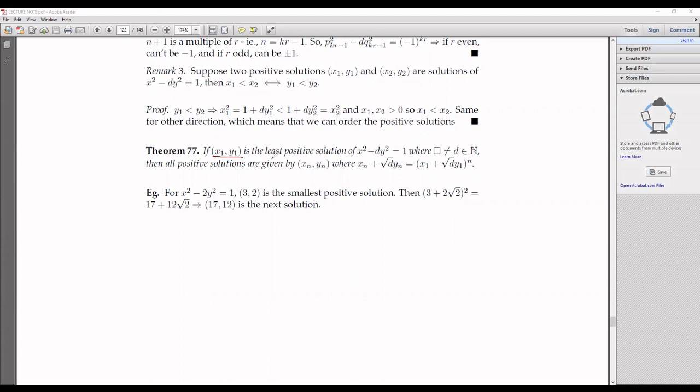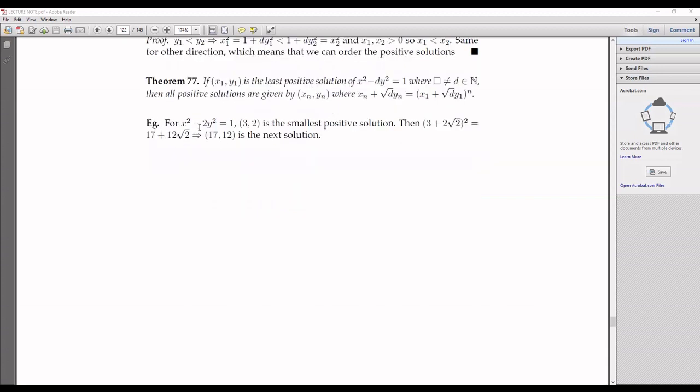So if x1, y1 is the least positive solution of the Pell-Brahmagupta equation with right-hand side plus 1, then all positive solutions are going to be given by xn, yn. This is very interesting, where xn plus root d yn is just x1 plus root d y1, whole to the power n. Kind of looks like Euler's equation.